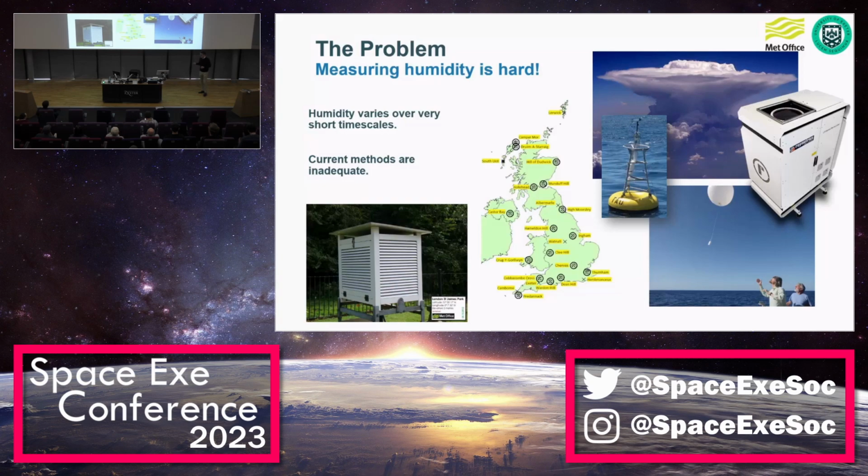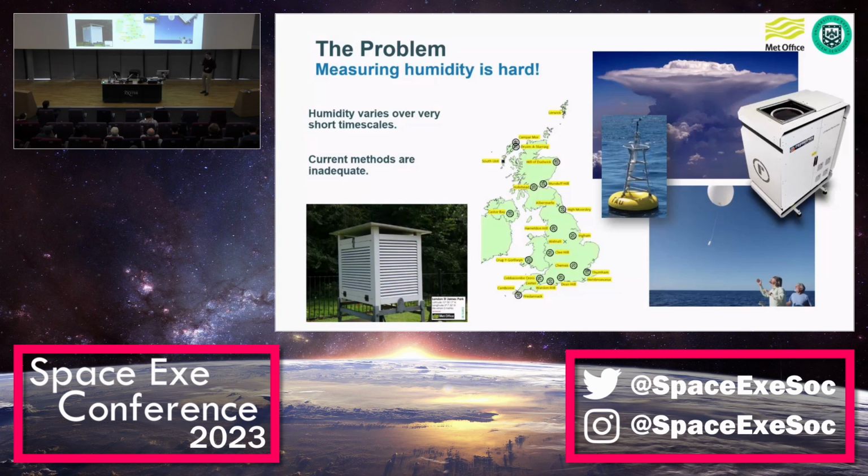So Alex mentioned how the UK has 200 weather stations across the land. And these are a fantastic source of information. But a major problem with these is that they only tell you what's going on right at the surface. You're missing out all the information about what the humidity is doing above that.